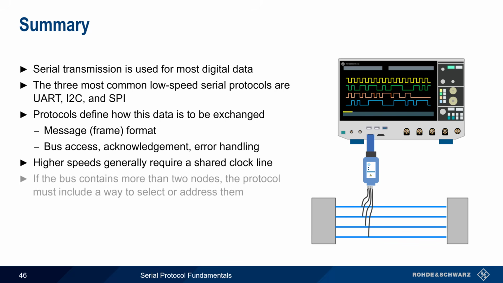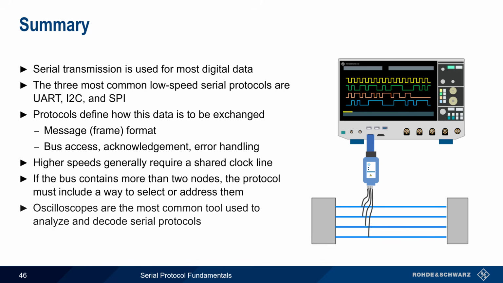Furthermore, if a bus contains more than 2 nodes, the protocol must also include a way to select or address them. Analyzing, decoding, and troubleshooting serial protocols is most often performed with an oscilloscope, using either standard probes or special digital or logic probes to acquire the individual lines.